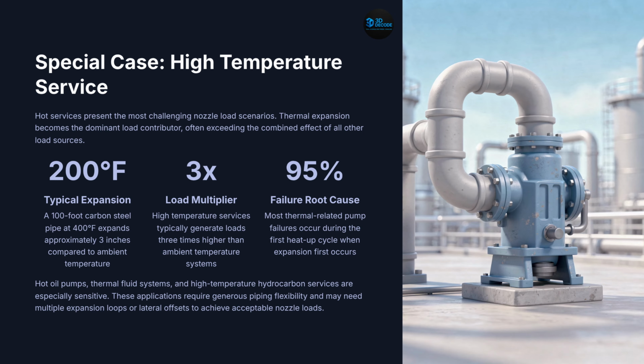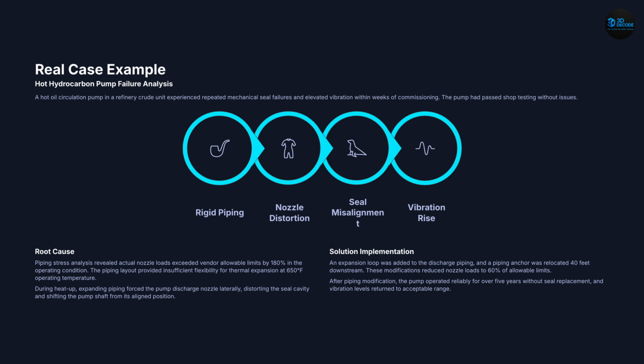Slide 11. Real case study. In a refinery, a hot oil pump experienced repeated seal failures. The piping was rigid, and thermal expansion created excessive loads. After adding an expansion loop and relocating supports, loads reduced significantly. The pump then operated reliably for years.